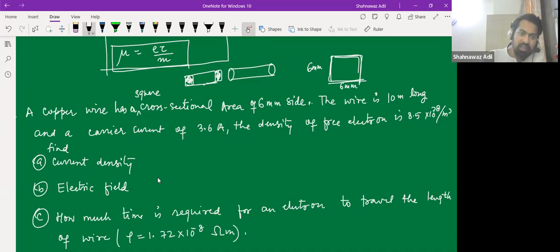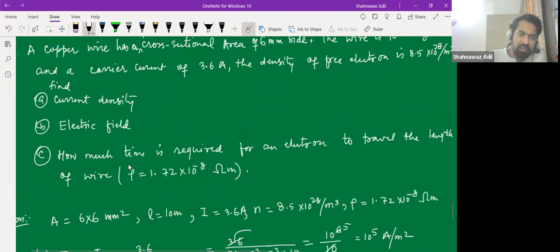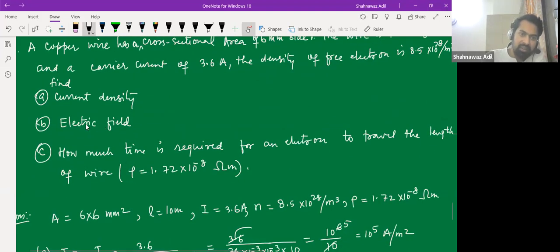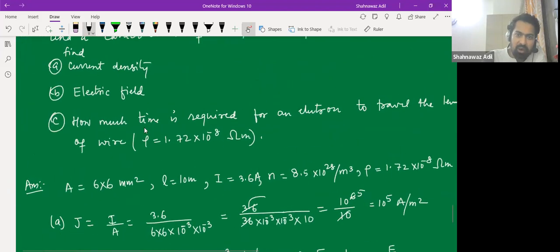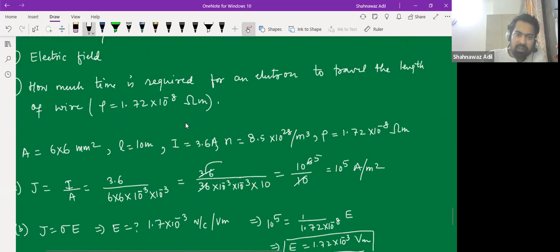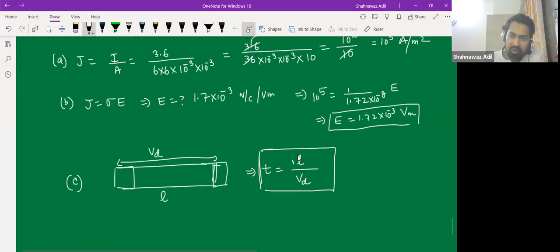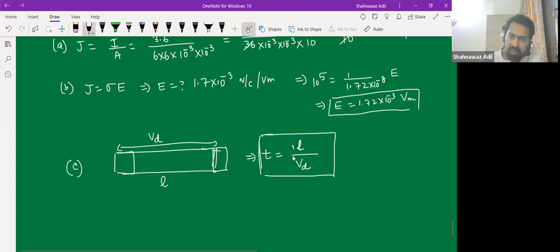So we calculated the current density, which was J. We calculated electric field, and this was the last question. So how much time it required for electron to travel the length of the wire? So that would be the length divided by the speed, distance upon speed. So this was the question that we did.